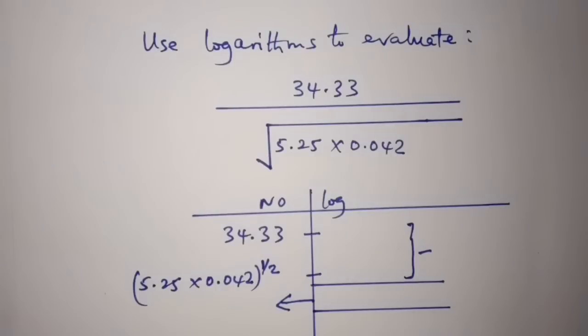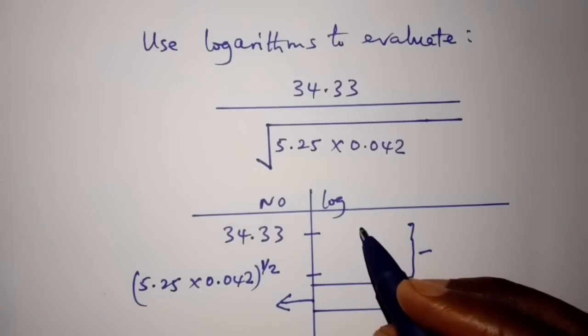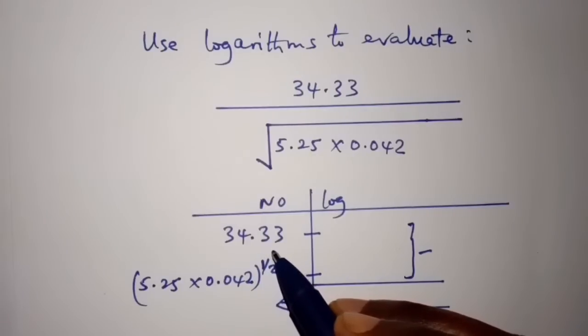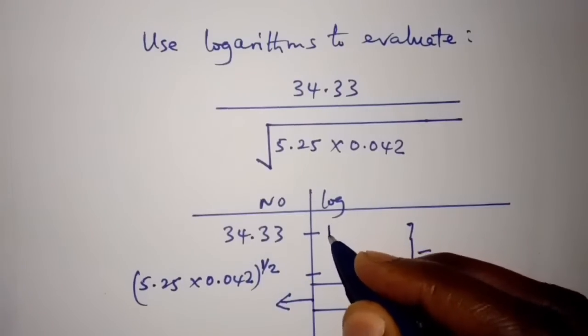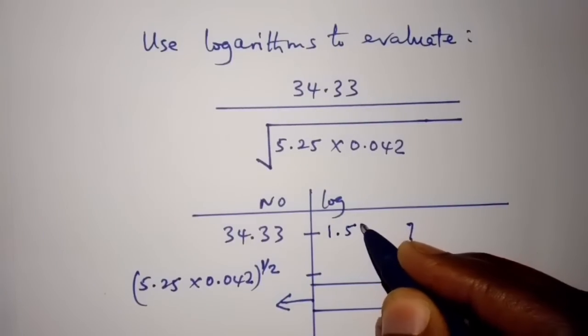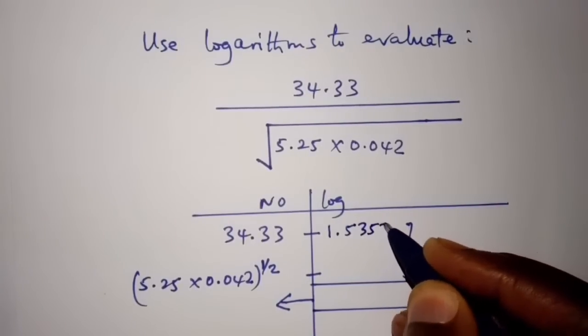Use logarithms to evaluate 34.33 over the square root of 5.25 times 0.042. From the log tables, the log of 34.33 is 1.5357.